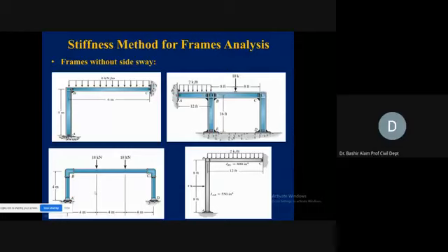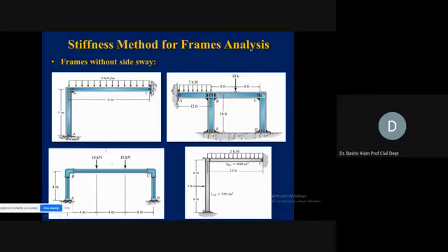Loading is symmetrical, support conditions are symmetrical, and AB is exactly the same as member CD. So the geometry is also symmetrical. Now in this case, again, it is a non-side sway frame.